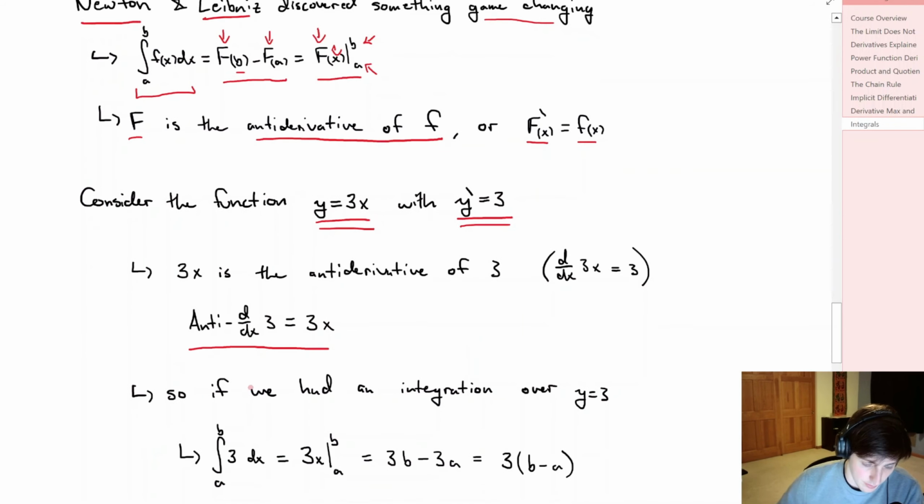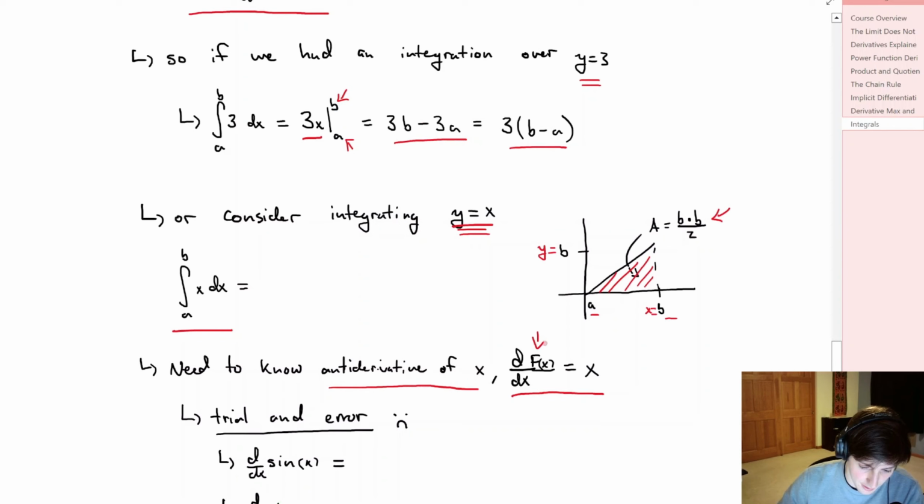But we don't know how to integrate this yet, because we need to know the antiderivative of x, or essentially some capital F function that when we take the derivative of it, it gives us x. And unfortunately, this point is where we're going to look at trial and error. So we're going to consider a few functions to try to find this antiderivative.